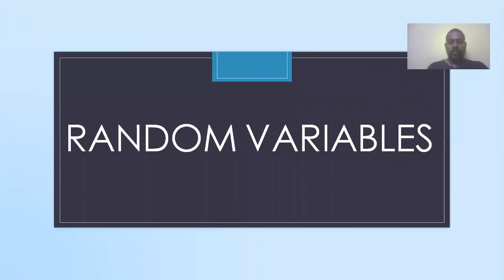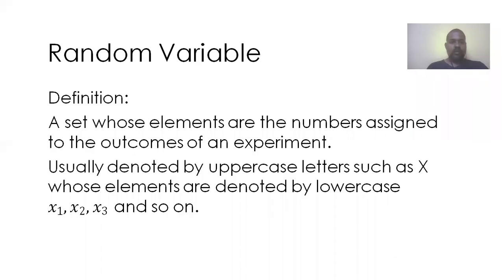So today's topic is random variables. A random variable is a set whose elements are the numbers assigned to the outcomes of an experiment. Usually, random variables are denoted with capital letters, and the respective elements are denoted with small letters.